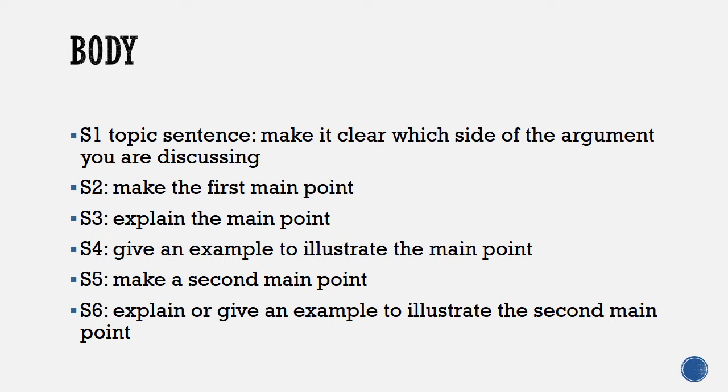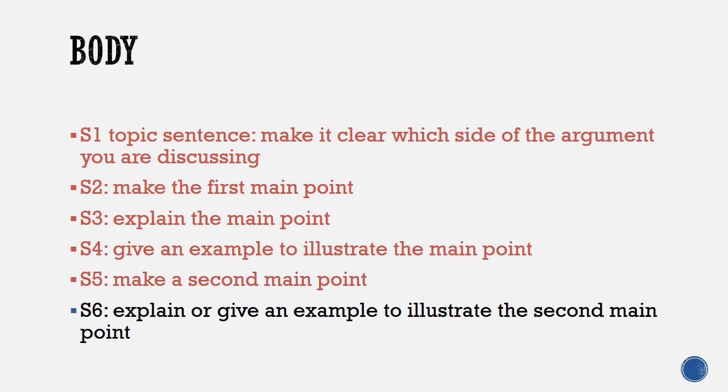Now let's look at how we might write a body paragraph for this type of essay. First of all, we need a topic sentence that makes it clear which side of the argument that we're going to be discussing in the paragraph. And then usually I like to have two main ideas. So sentence 2, the first main point or idea. Sentence 3, an explanation of this main idea. And then possibly you might do what I do in sentence 4 and give an example to illustrate the main point.